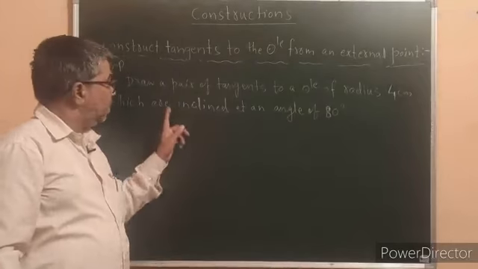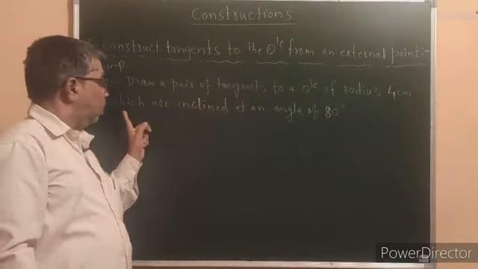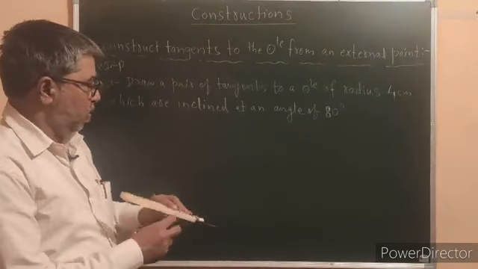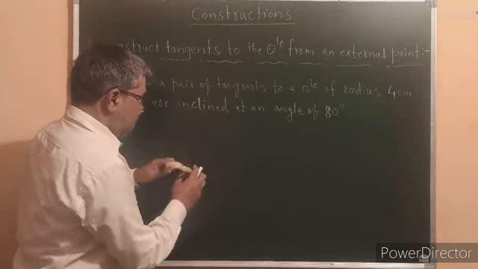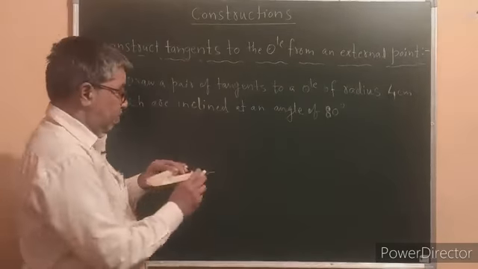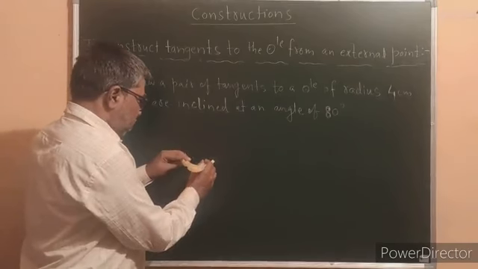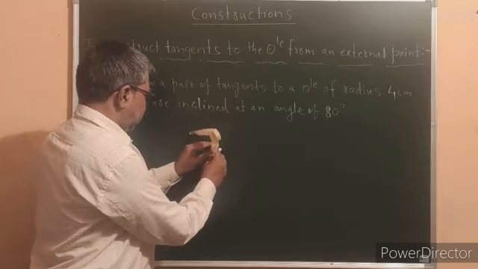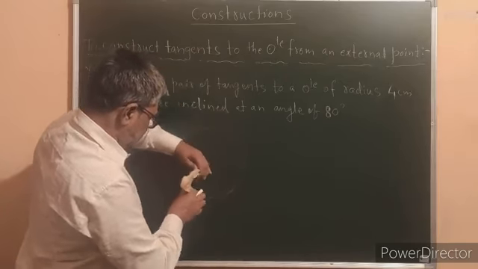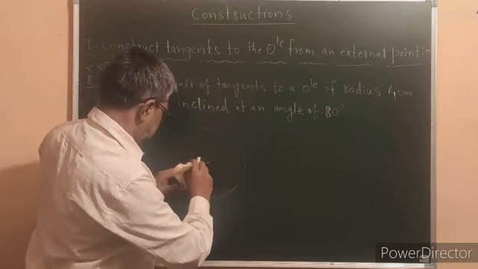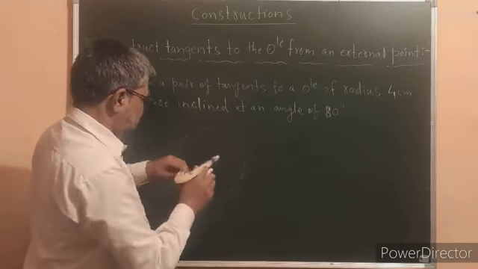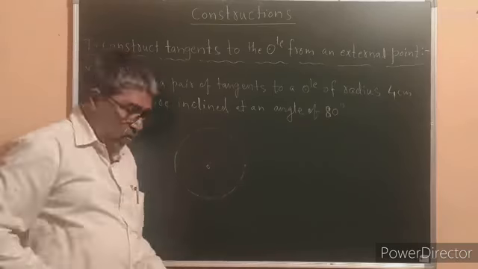So the second example is, draw a pair of tangents to a circle of radius 4 cm which are inclined at an angle of 80 degrees. First of all we have to draw a circle, and this time the radius of the circle is 4 cm. Taking 4 cm distance on compass, draw one circle. Call the center of the circle as O.